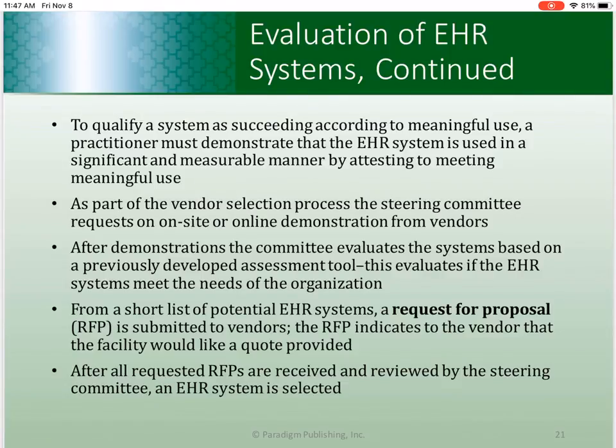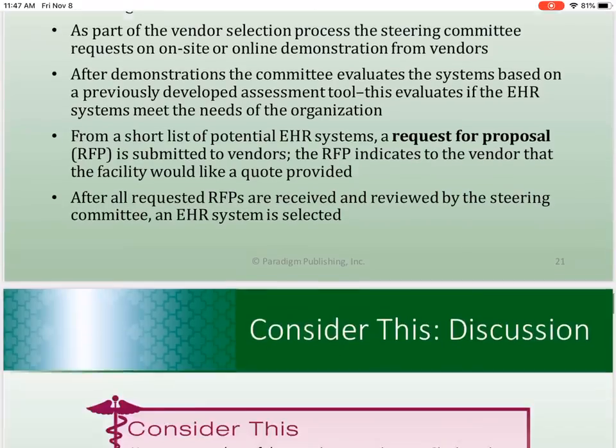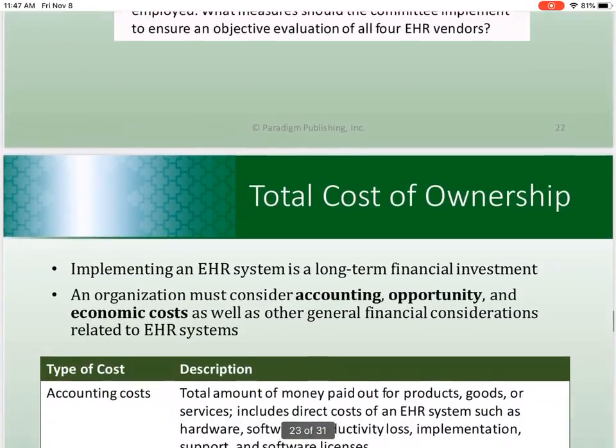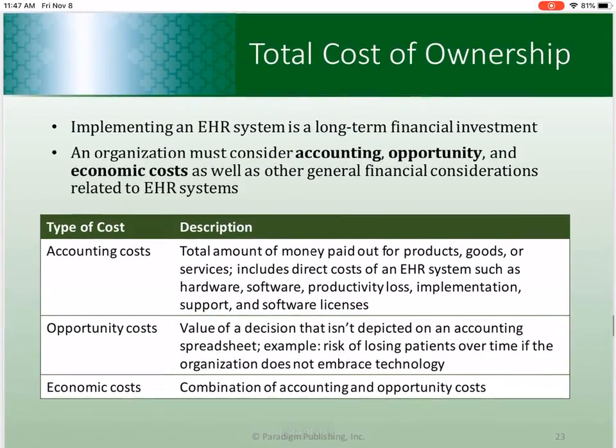All right, moving over to 366, let's get into the cost of ownership. These things are not cheap. So your cost of ownership is more than just the actual purchase price of your EHR. You've got to examine all of the relative costs to make an informed decision. You've got to talk about accounting, opportunity, and economic cost.